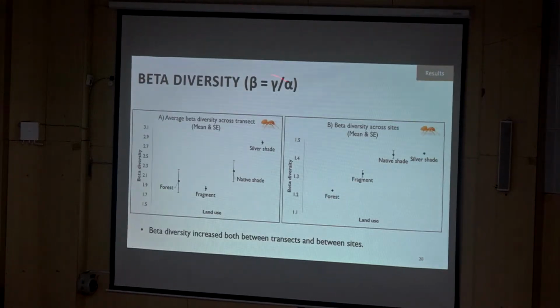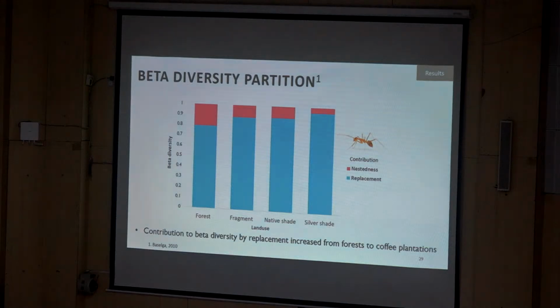Coming back to beta diversity, I found a steady increase from forest to coffee plantation. What does that mean? If you take two transects in silver shade, they are more likely to be dissimilar when compared to two transects in forest. So is the case across sites also. And when you partition the beta diversity into components of nestedness and replacement, the contribution by replacement increases from forest to silver shade, which might be the reason I am seeing a lot of species in coffee plantations when compared to forest at land use scale.